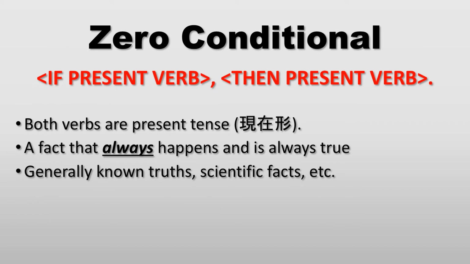With the zero conditional, both of the verbs are present tense, genzai kei. This type of conditional is used to state some fact that is always true and always happens. The zero conditional is used to describe generally known truths, scientific facts, and things like that.